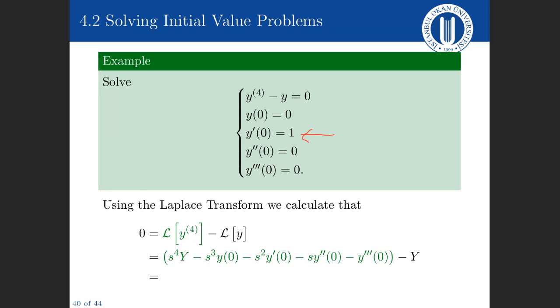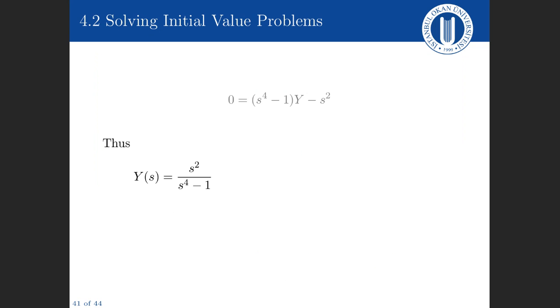Y prime is 1, and the other ones are 0. So we get S to the power 4 capital Y, minus S squared, minus capital Y. Or we could write this as S to the power 4 minus 1 capital Y, minus S squared. This is our easy equation for capital Y. We can solve this just by rearranging to find that capital Y is S squared divided by S to the power 4 minus 1.